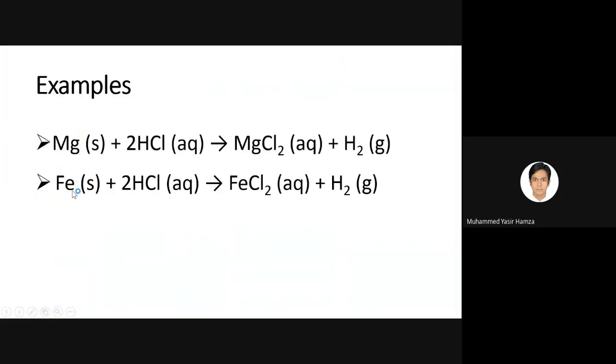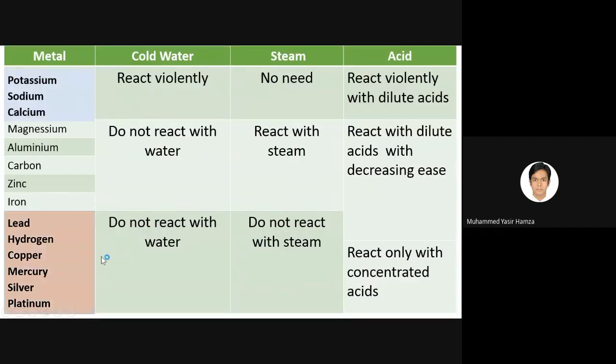There is another example: iron reacts in the same way and forms ferrous chloride, FeCl2, and also hydrogen gas. Lastly, the least reactive metals do not react with dilute acids. They react only with concentrated acids. It is an exception. As you know, the metals sitting below hydrogen cannot replace hydrogen, because they are below the hydrogen, right?